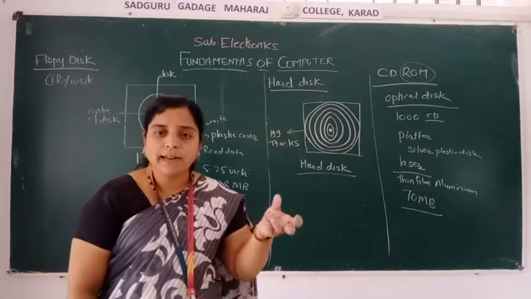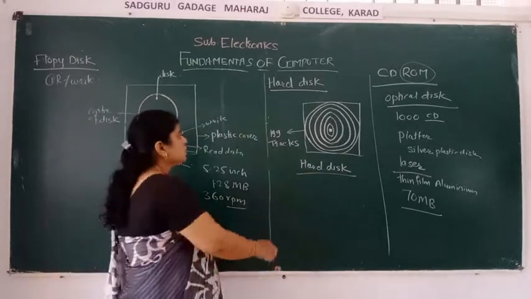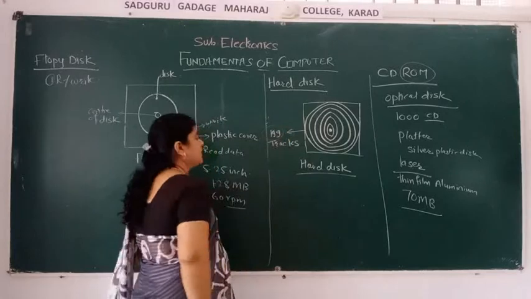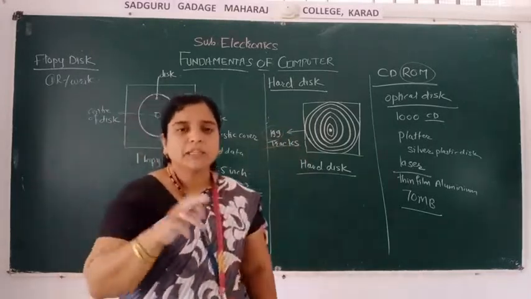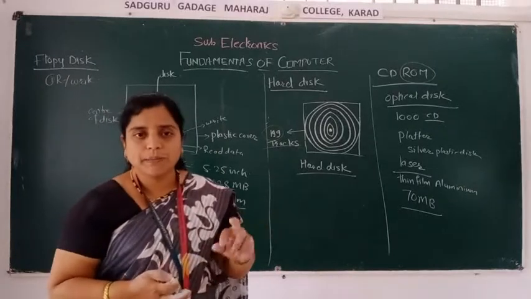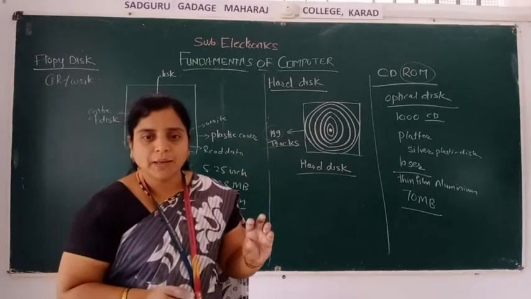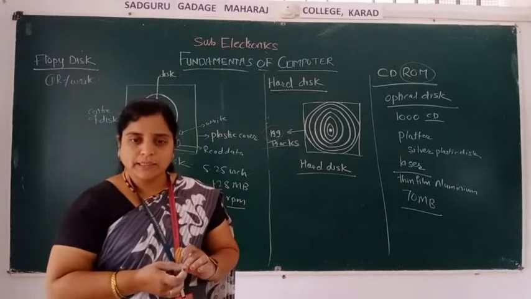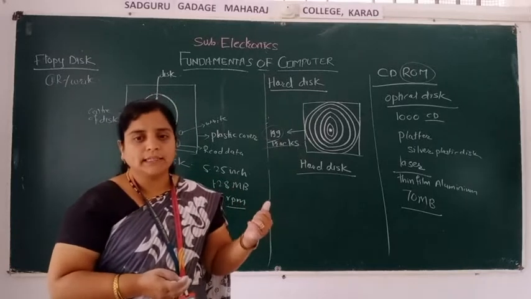The number of tracks varies from 200 to 800. Tracks means the path through which the data can be sent. Therefore, it is faster than the floppy disk. Both read and write can be done in the hard disk drive because it is a type of random access memory. So the hard disk can store more data than the floppy disk.